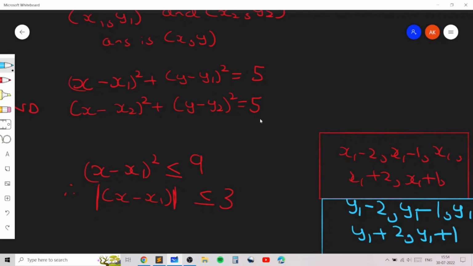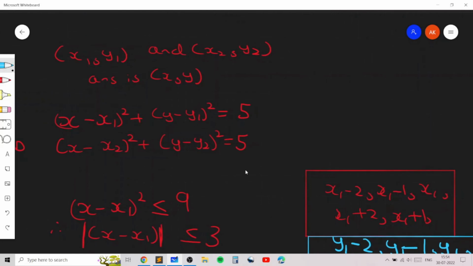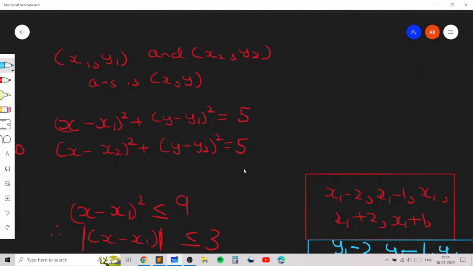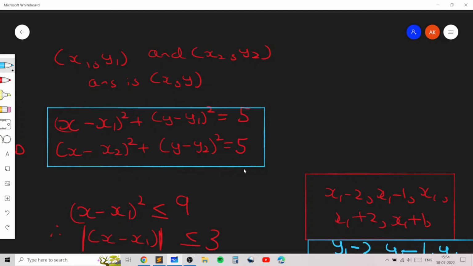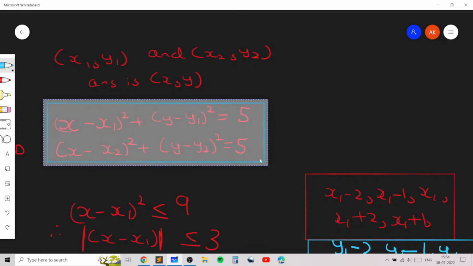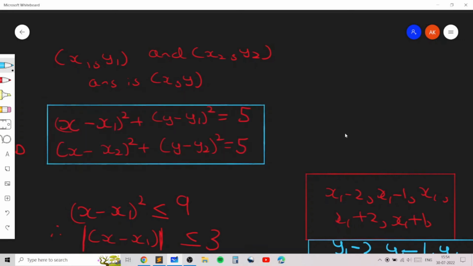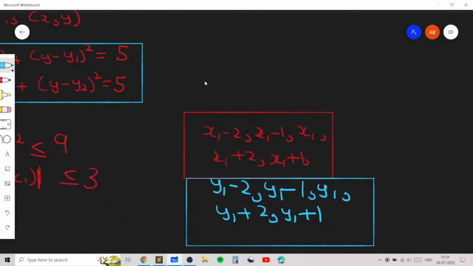Otherwise, if we get no solution for numbers in this range, then we'll print no, because we know from the conditions of the problem statement itself that the value of x minus x1 and the value of y minus y1 can be at most square root of 5. And now I'll just show you the code which implements the exact same complete search idea.